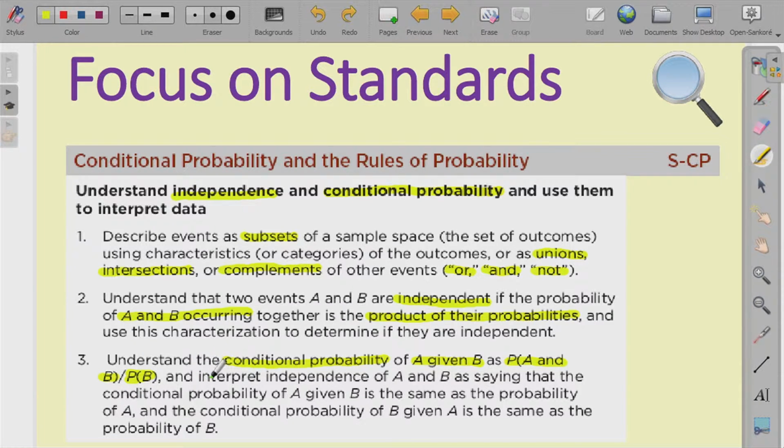The standard goes on to say that we can interpret independence in terms of conditional probability by making the statement that the probability of A given B is the same as the probability of A if the events are independent, and the probability of B given A is the same as the probability of B alone, again, if the events are independent. In other words, if you're given that A has occurred, that doesn't change the probability that B has occurred. That's really what we mean when we say two events are independent.